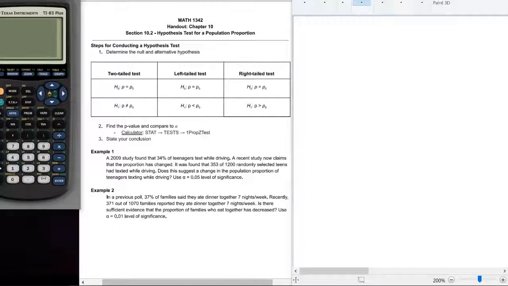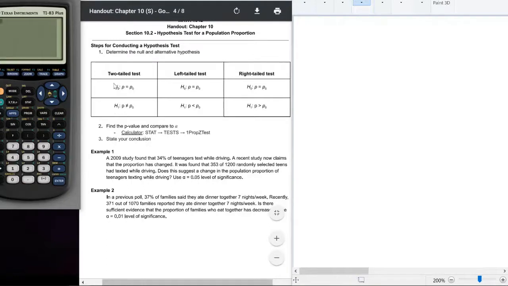In Chapter 10, we are now ready to conduct inferential tests in statistics. With hypothesis testing, we're going to be looking at different parameters. In 10.2, we're going to be looking at how to conduct a hypothesis test for a population proportion. From the handout in 10.1, we learned that there are two types of hypotheses in statistics.